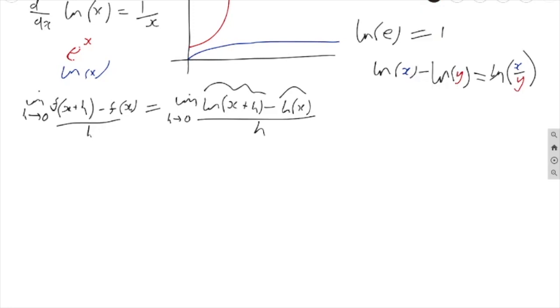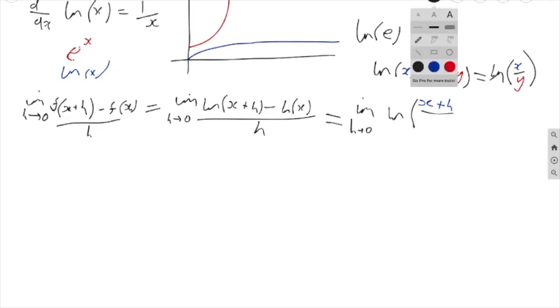Therefore, this top line here, the numerator of our definition, is equivalent to writing the limit as h tends to 0 of ln of x plus h divided by x, where x plus h, our blue thing, is on top here, and x is our red thing here. That is then also, according to the definition, being divided by h.